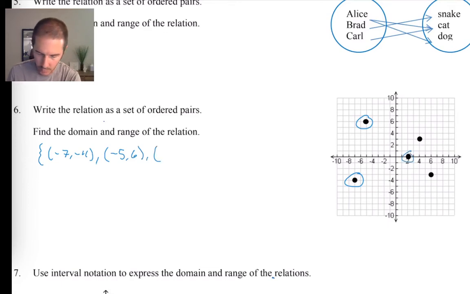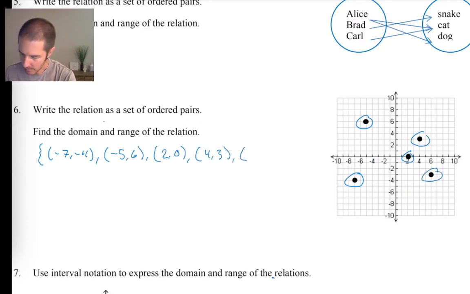Next is 2, 0. 4, 3. And finally, 6, -3. Not difficult stuff, but remember that this is the first section in a new chapter, and so we're starting with these basic building blocks, and I promise you we're going to be building on top of these ideas.